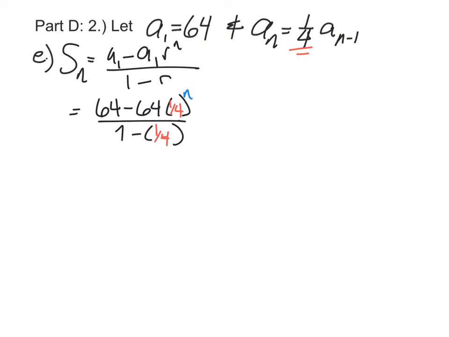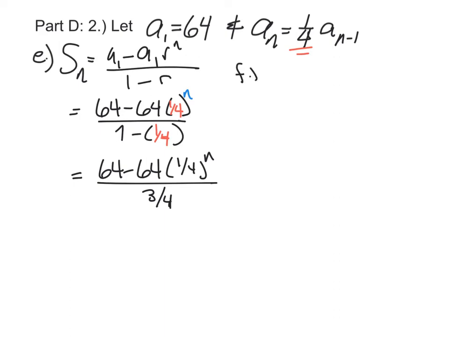Now there's really not much that I want to do to clean this up. Maybe just simplify the denominator, but leave that numerator 64 times 64 minus a fourth to the nth. 1 minus a fourth is 3/4. And as far as typing things in the calculator is going to go, it might be nicer to use 0.25 and 0.75. But let's save that for the last part.